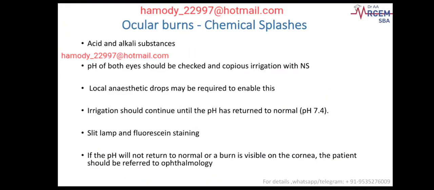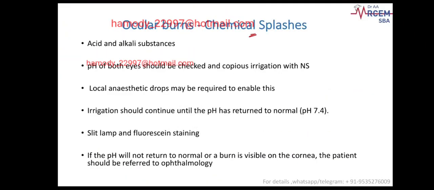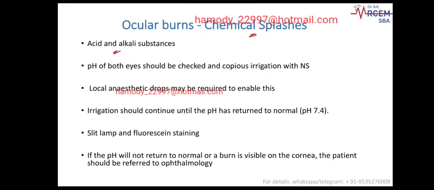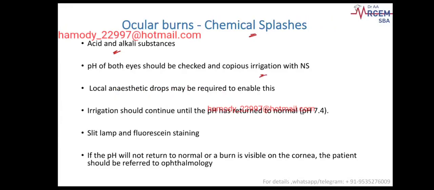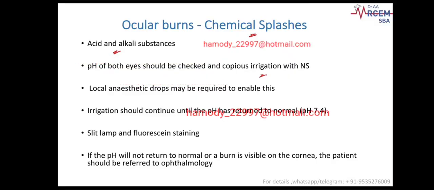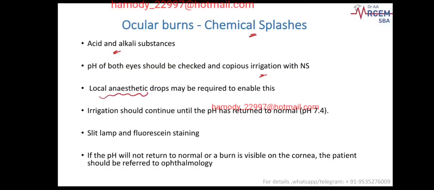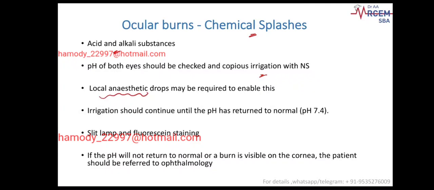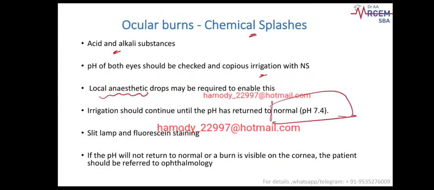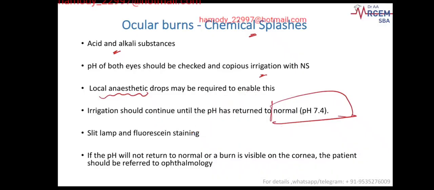Ocular burns, mainly with chemical splashes, is what we are talking about here. It can be because of an acid or an alkali. For both, the treatment is you first irrigate with a large amount of normal saline. If the patient is uncomfortable, you can use local anesthetic drops so that the patient is cooperative enough for you to irrigate as much as possible till the pH comes back to the normal range.